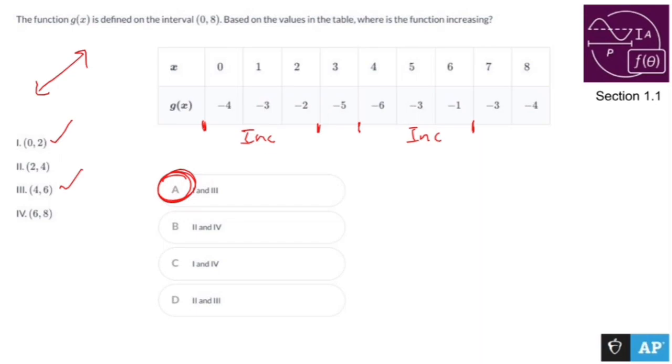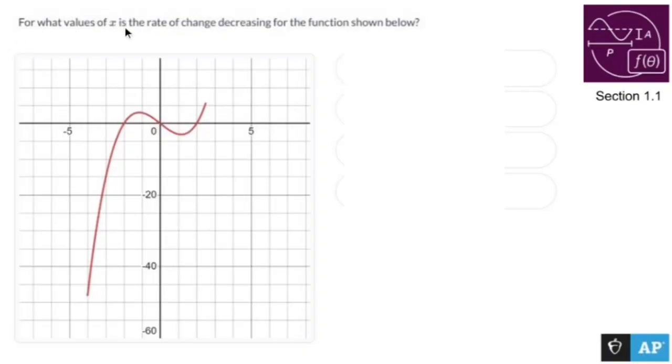my guy. For what values of x is the rate of change decreasing for the function shown below? First off, this is saying rate of change decreasing, not function decreasing. When your rate of change is decreasing, that implies concave down. So it looks like it probably starts out at concave down right way over here at -4, or maybe -infinity. It all depends.